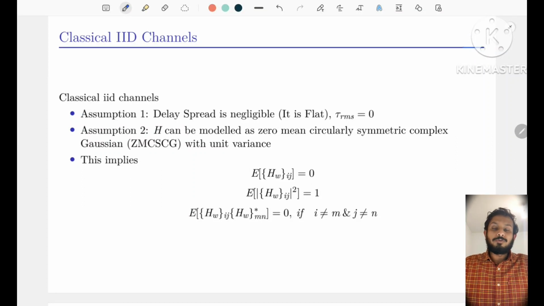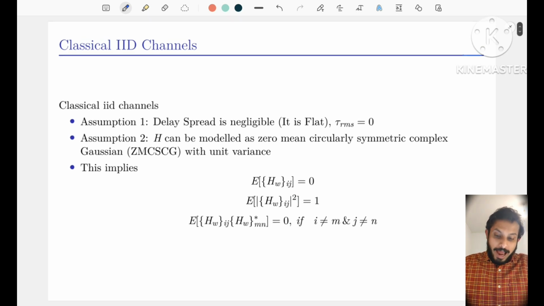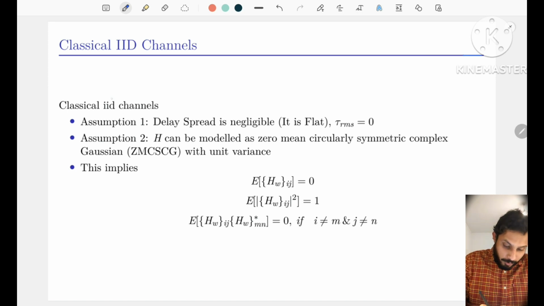In the previous video, we have seen how to write the channel matrix H for the MIMO case, and in this video, we will look at the statistical properties of H. But before that, we will look at the classical IID channels. IID means independent and identically distributed. To have classical IID channels, the first assumption is that the delay spread should be negligible.